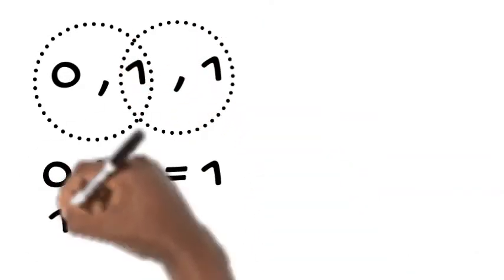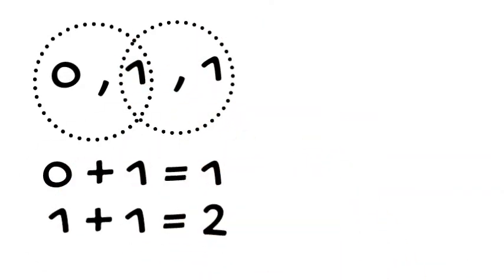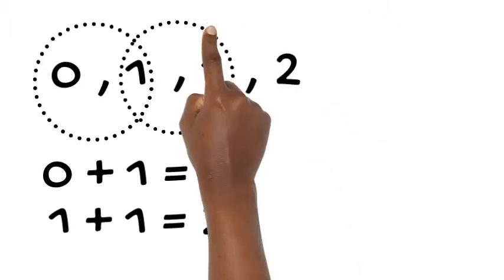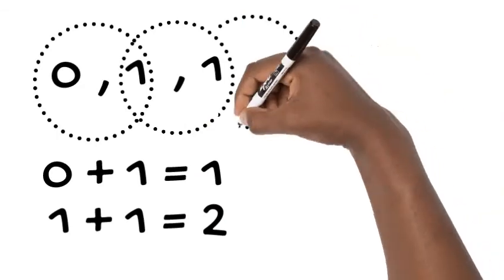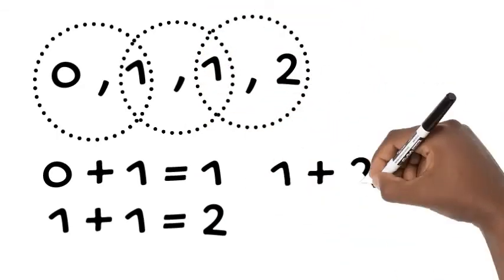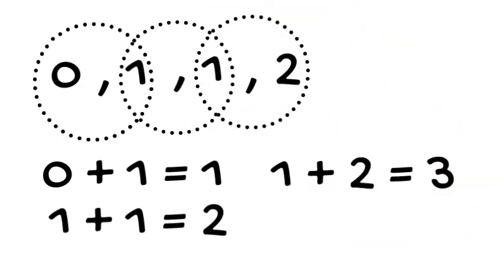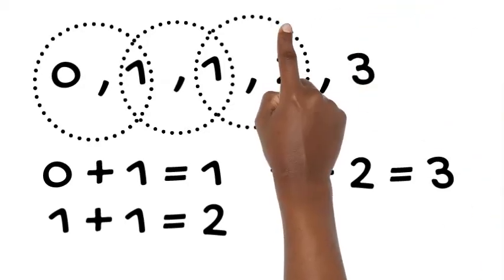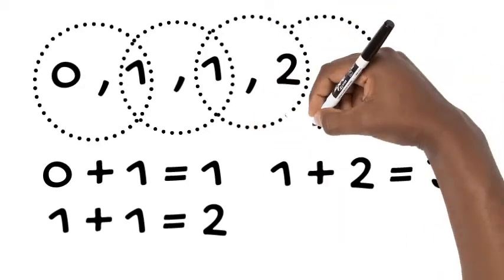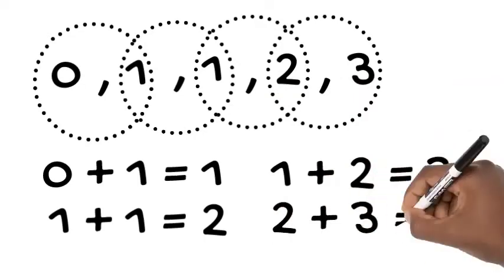If we add the next 2 numbers together, 1 plus 1, we get 2. Now our sequence is 0, 1, 1, and 2. Let's add these last 2 numbers together, 1 plus 2. What do we get? 3. Now our number line is 0, 1, 1, 2, and 3. We can add the last 2 numbers together, 2 plus 3, that's 5.